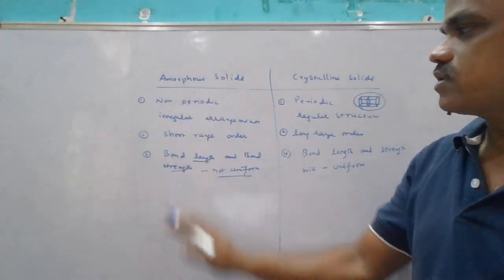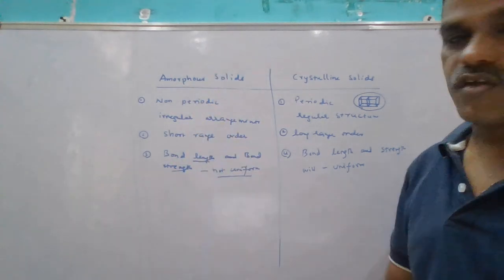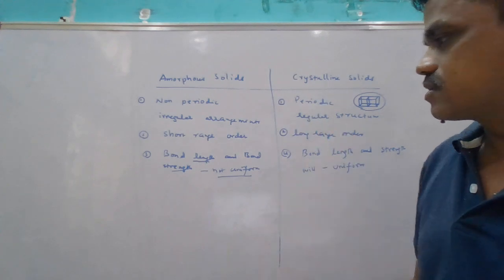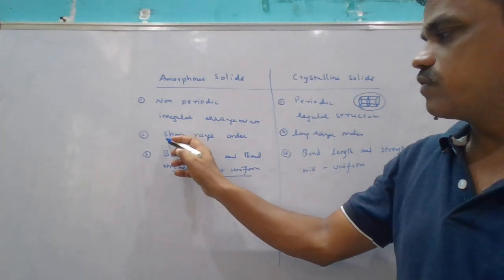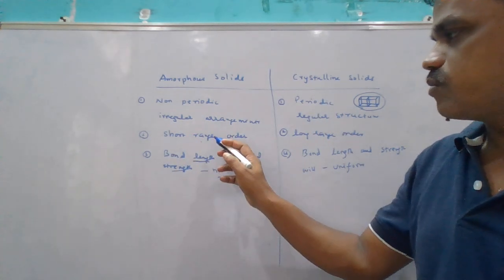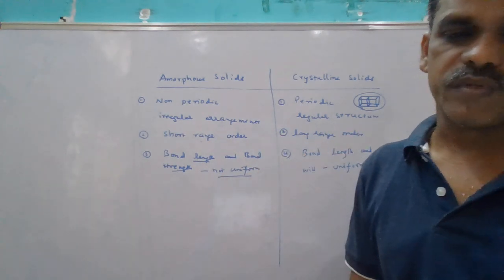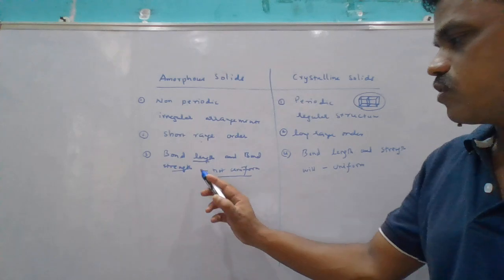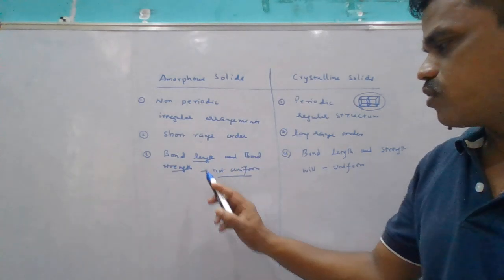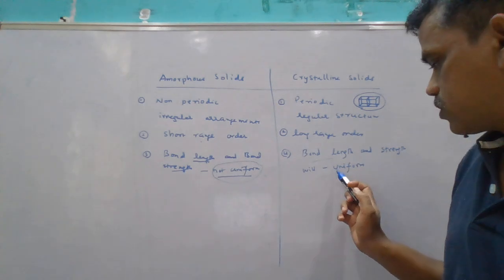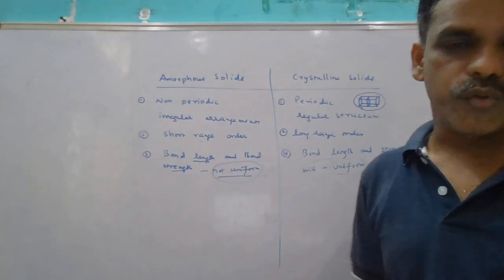So here I am repeating. First one, in amorphous solids, non-periodic irregular arrangements. If we go for crystalline solids, that is periodic and regular structure. So the order will be short range order in the amorphous materials. Long range order will be in crystalline materials. The third point is bond length and bond strength. That is not uniform here. Here bond length and bond strength will be uniform.